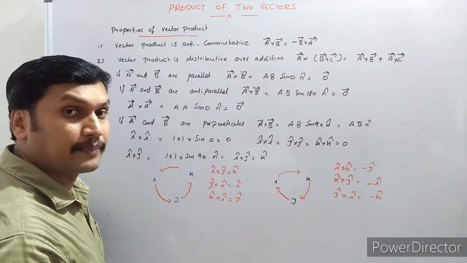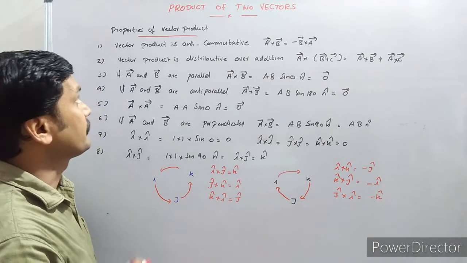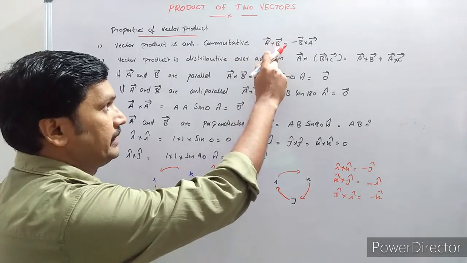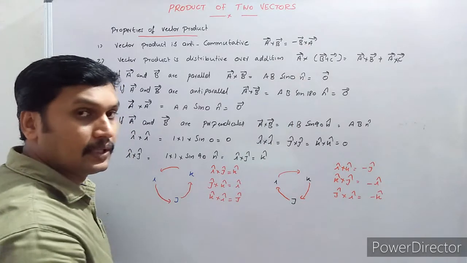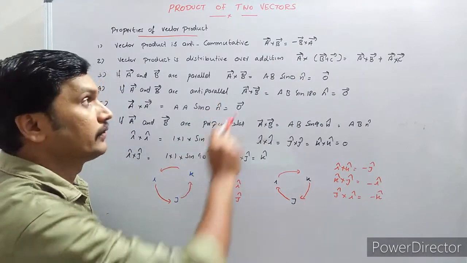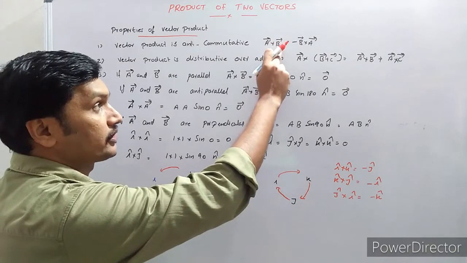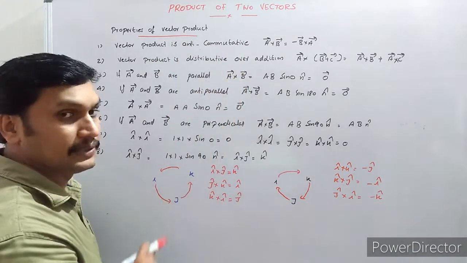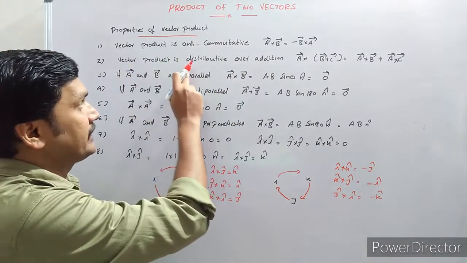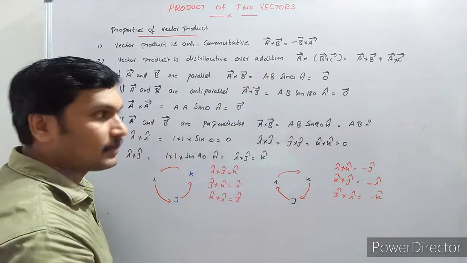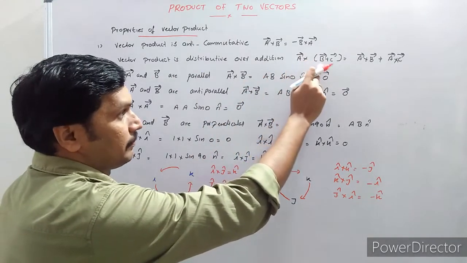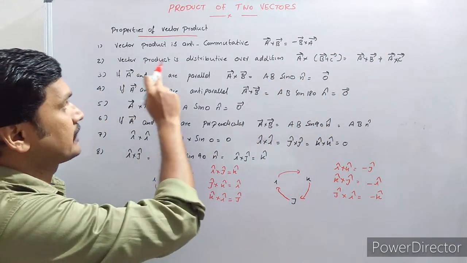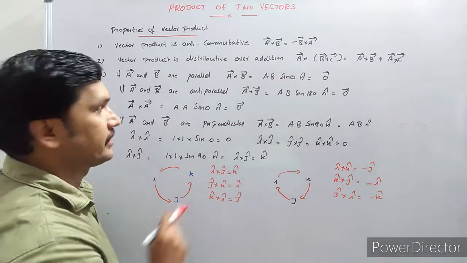Now let us discuss some properties of vector product. The first one, vector product is anti-commutative. It means A cross B is equal to minus B cross A. We already discussed when finding the direction that A cross B is just opposite direction of B cross A. That's why vector product is anti-commutative. The second, vector product is distributive over addition. A cross (B plus C) is equal to A cross B plus A cross C.